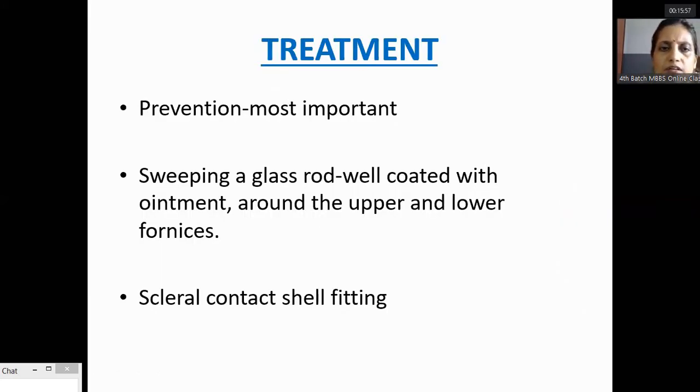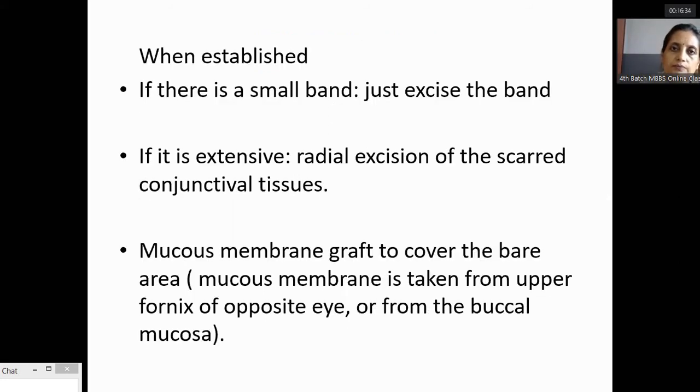Prevention is most important. We have to break the symblepharon by sweeping a glass rod coated with ointment around the upper and lower fornix, and a scleral contact shell can be fitted until it is healed. And if you don't have a glass rod, you can use the thermometer which you have in your OPD or daily practice; with the help of the glass side of the thermometer also, you can just sweep it out.